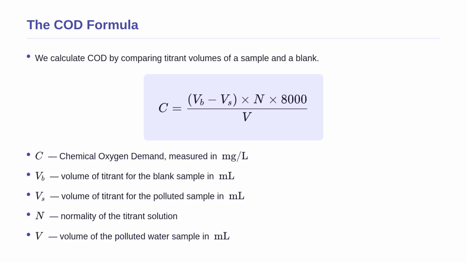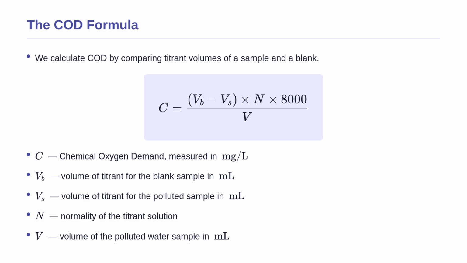To calculate this chemical demand, we use a specific titration formula. Let us break down what each part means. The variable C represents the chemical oxygen demand in milligrams per liter. VB represents the volume of the titrant used for a blank sample of pure water, while VS is the volume of titrant used for the actual polluted water sample. The symbol N stands for the normality of the titrant solution, indicating its chemical concentration.